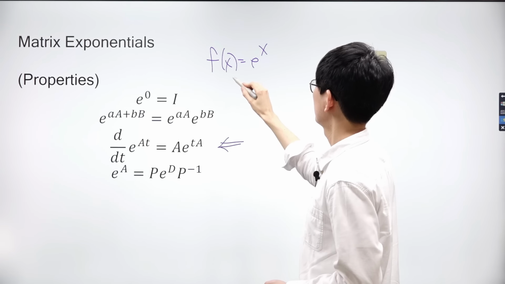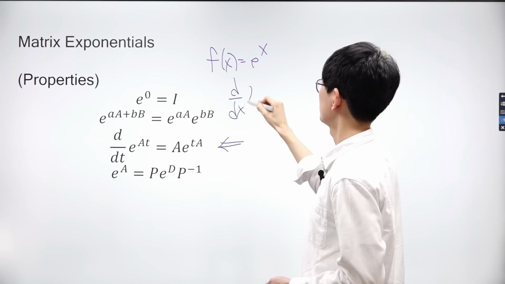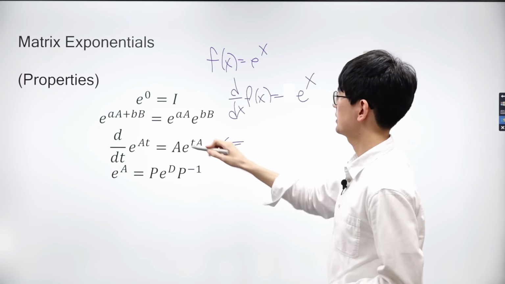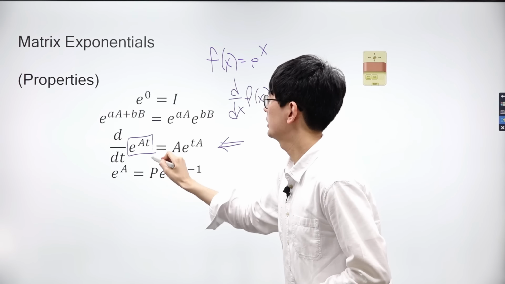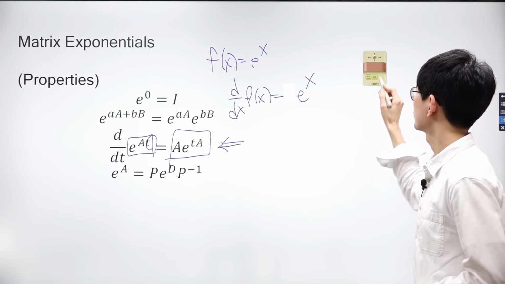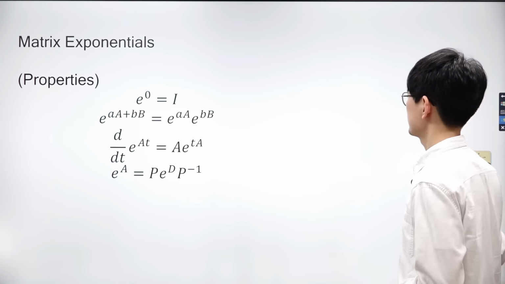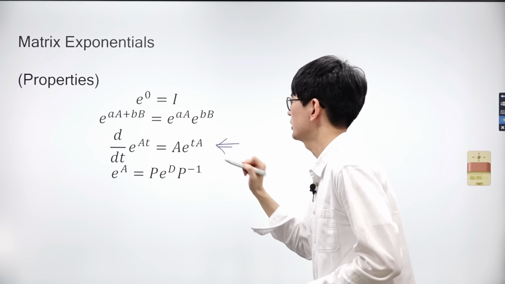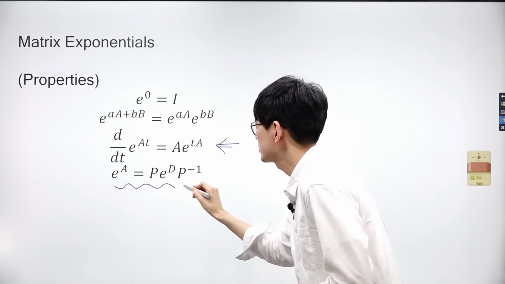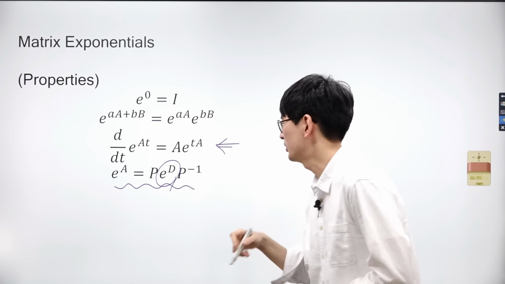Then the derivative of f of x is also e to the x. This property holds for matrices as well. When A is a matrix, the derivative of e to the At is just A times e to the At. Because of this simple property, we use matrix exponentials often in AI papers. Our last property is also very important.